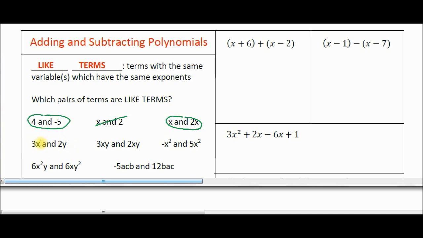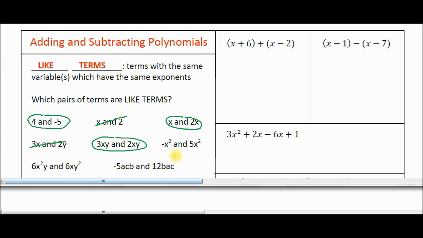How about 3x and 2y? Coefficients don't matter. The 3 and the 2 don't matter. This has an x variable. This has a y variable. Those aren't the same variables. Those are not like terms. How about these two terms? There are 2 variables in each. 3xy and 2xy. Well, we have xy variables in the first term. Those both have an exponent of 1. And xy in the second term, they both have an exponent of 1. Definitely those are like terms.